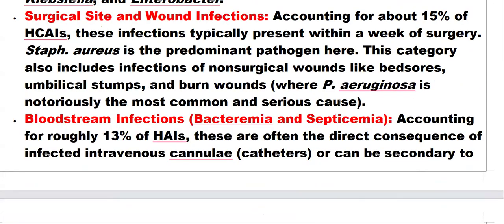Surgical site wound infection, accounting for about 15% of HCAIs. These infections typically present within a week of surgery. Staphylococcus aureus is the predominant pathogen here. This category also includes infections of non-surgical wounds like bed sores, umbilical stumps, and burn wounds, where P. aeruginosa is notoriously the most common and serious pathogen.